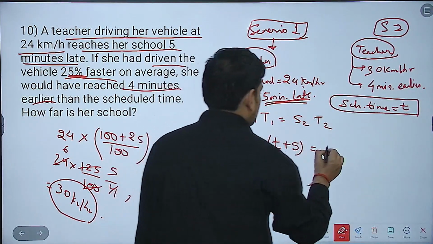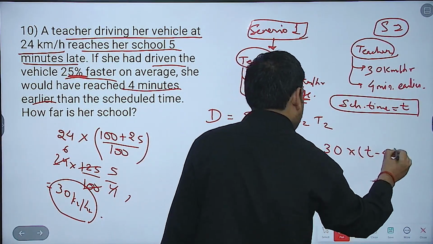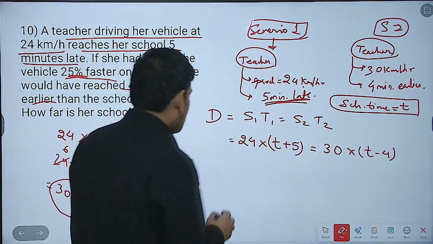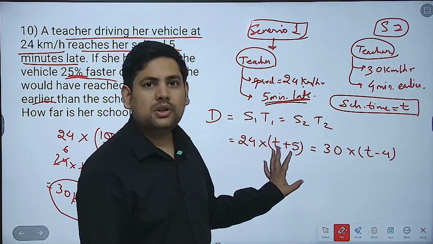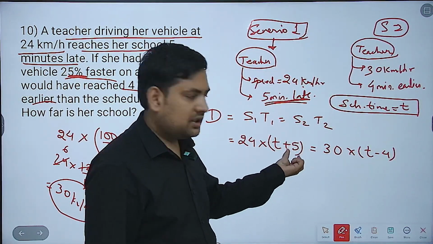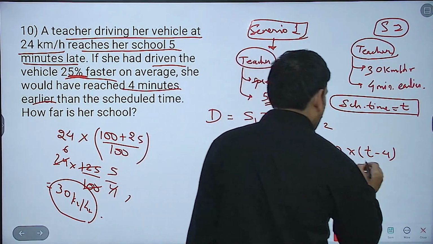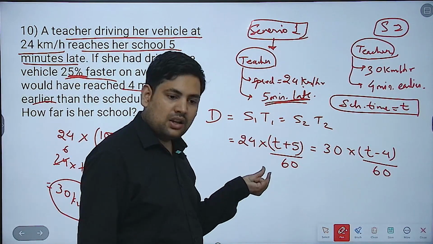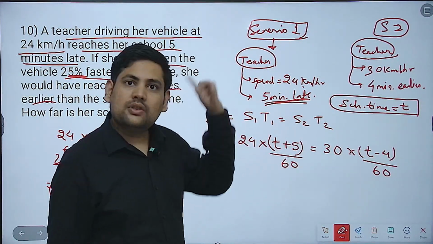This is equal to, now in this case the speed is 30 into, now she is early, so that is why t minus 4. Okay, now you must also multiply both sides by 5 by 18 to convert them, because this is in kilometer per hour, this is in minutes. So what you can do, you can divide this by 60, so this also comes out to be in hour, and also this by 60, so this also comes out to be in hour. So this is kilometer per hour into hour, so hour will cancel out and you will get the distance in kilometer when you find it out eventually.